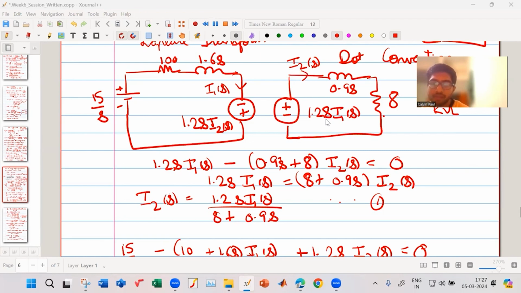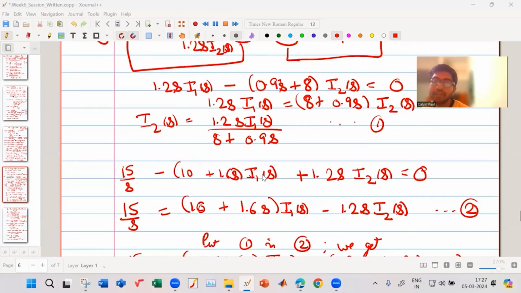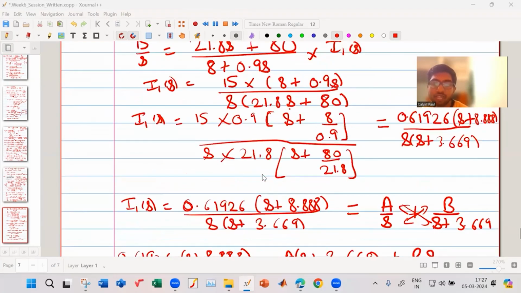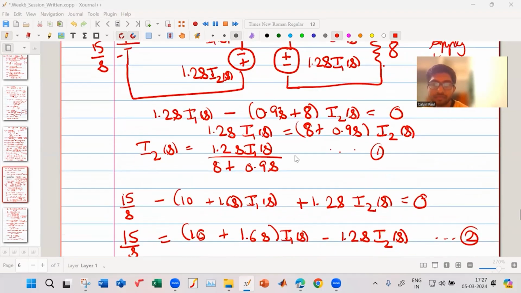Now I2 of S is equal to 1.2S, I1 of S upon 8 plus 0.9S. You know what is I1 of S. I1 of S you found out to be like this. You substitute this in this equation and then you have to solve it. So it will become simpler.